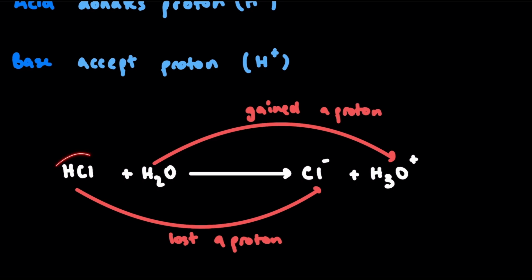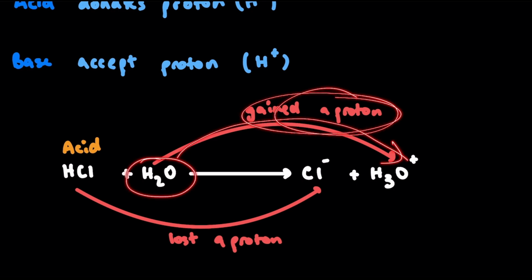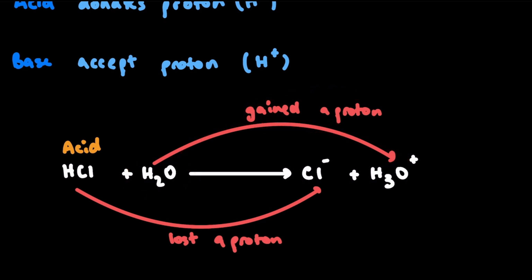So because HCl has lost a proton and becomes Cl minus, you would say that HCl is in fact an acid. And because the water gained a H plus, it gained a proton, you would say that H2O is a base. Now, another thing you need to know is we know that HCl and H2O are acid and base respectively. However, we can also identify what Cl minus and H3O plus are.